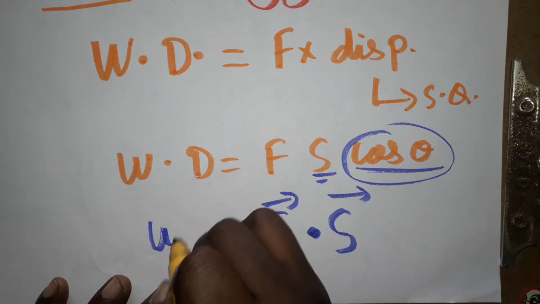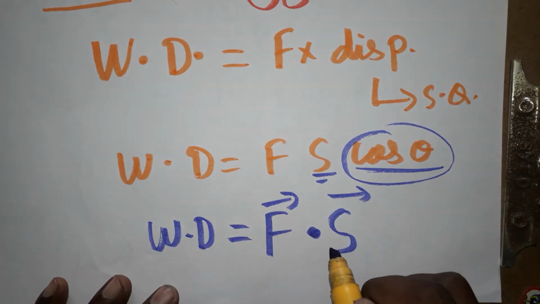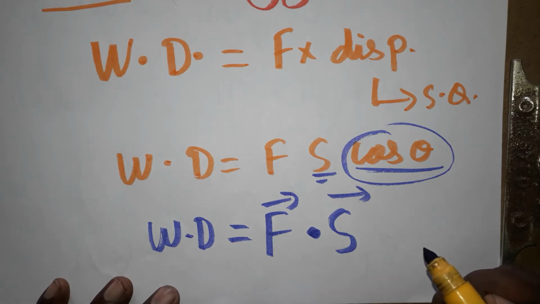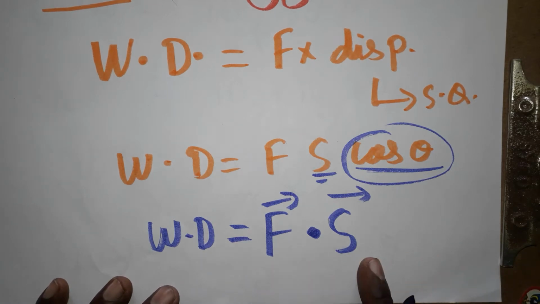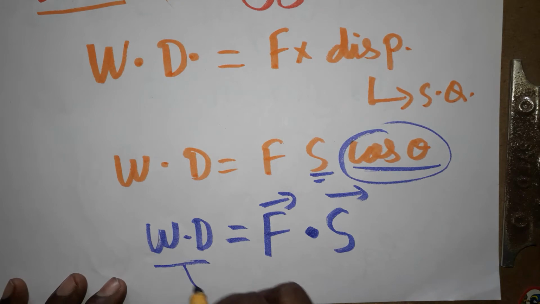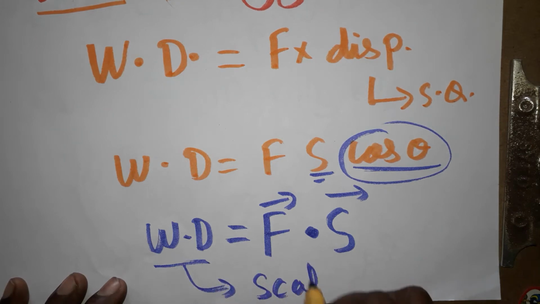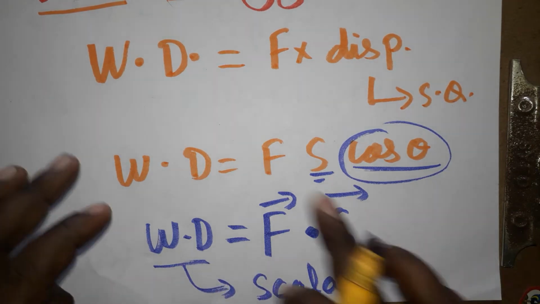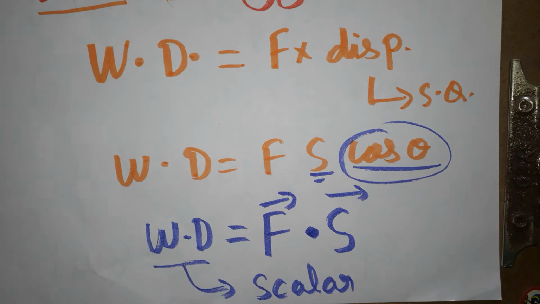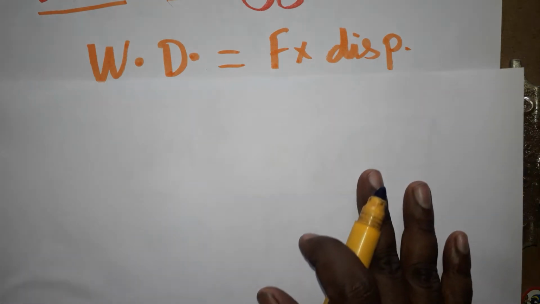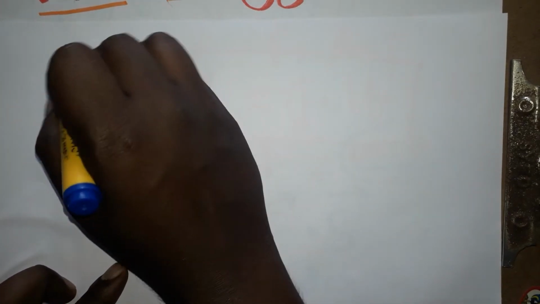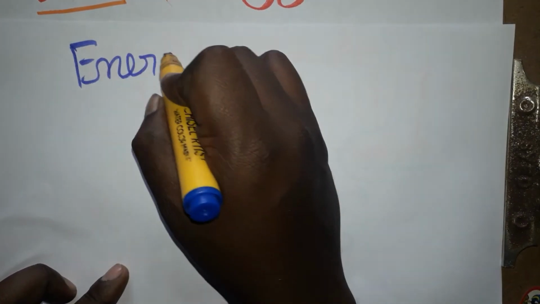So work done is equal to Fs cos theta. So force is vector, displacement is vector. When the two vectors are multiplied, the answer is going to be a scalar. It is called scalar product. So work done is equal to Fs cos theta. The next one, energy. There are two types of energy.